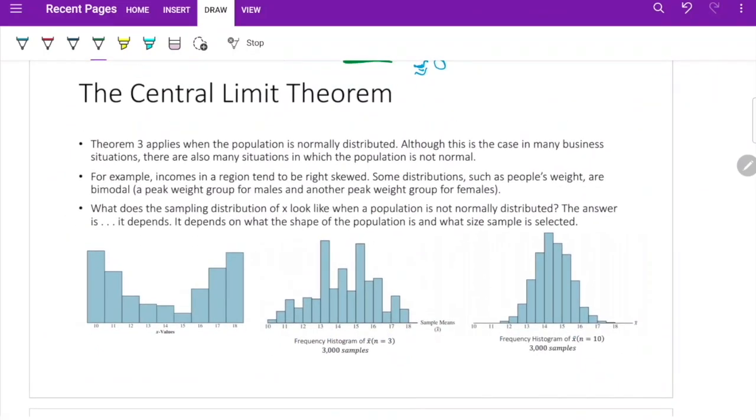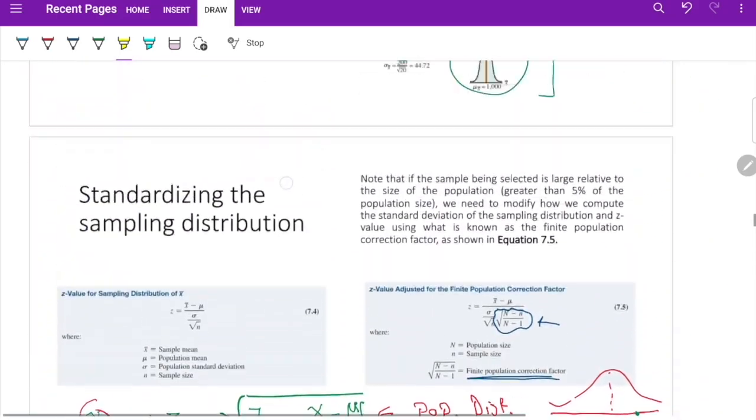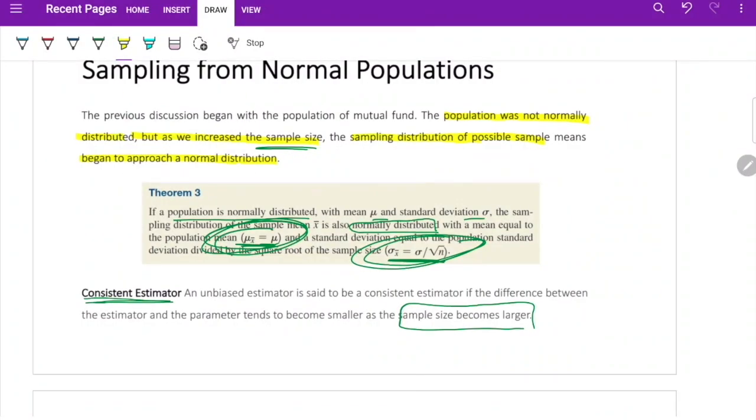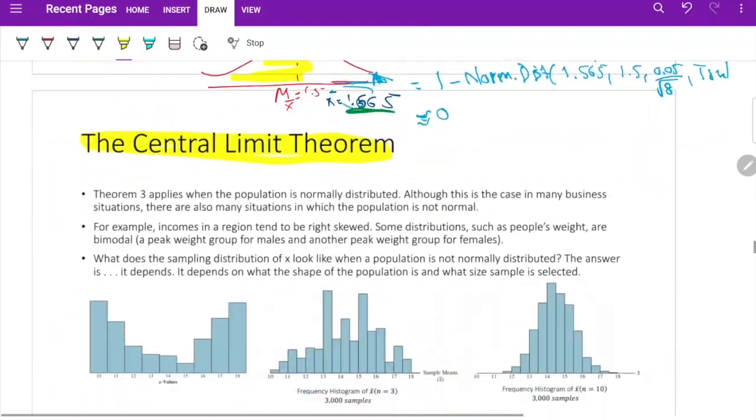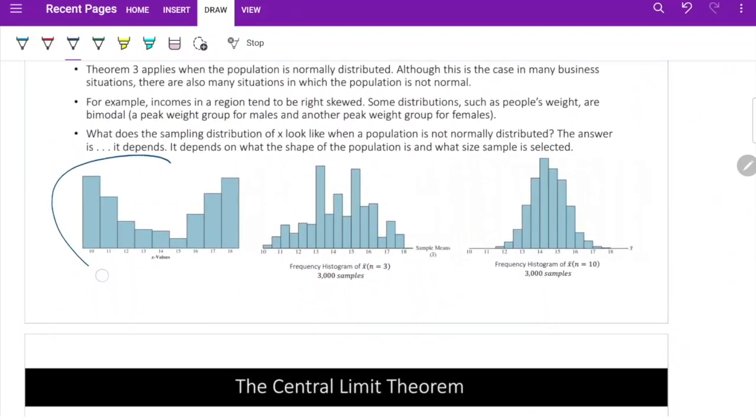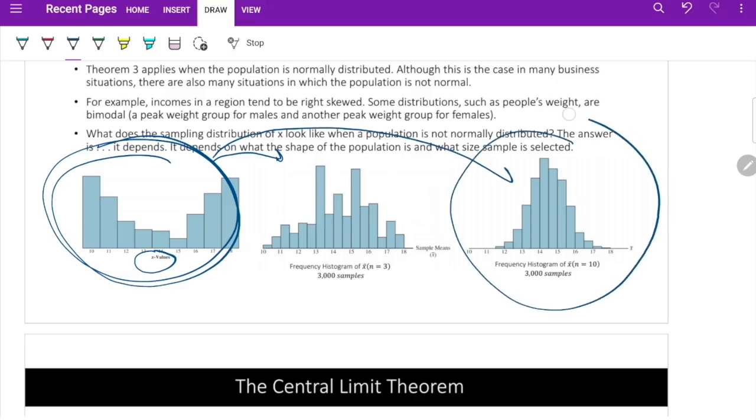The next most important theorem in statistics is what we call the central limit theorem. In the previous theorem, theorem 3, there's a specification here. It says if the population is normally distributed, then this is true regardless of the size of n. But the central limit theorem tells you much better than the previous one. If you give me any population, these are the x values, and you take a big sample, if the sample is big enough, then the sampling distribution is going to be normally distributed.